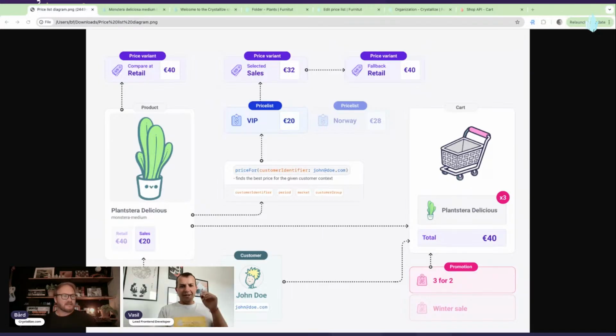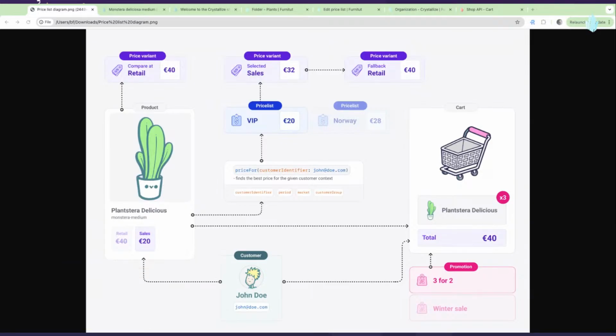Can you maybe hide our pictures below so people can see? Oh, you don't want to see us? Yeah, we'll show the whole diagram.